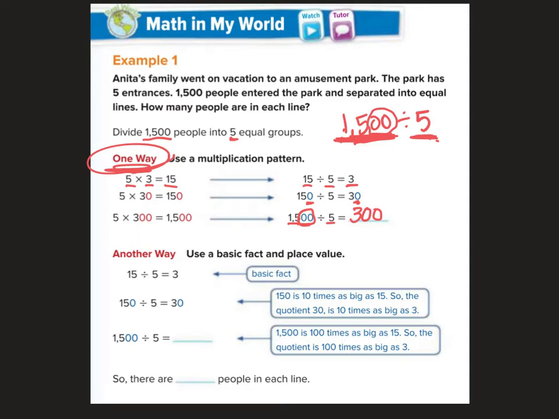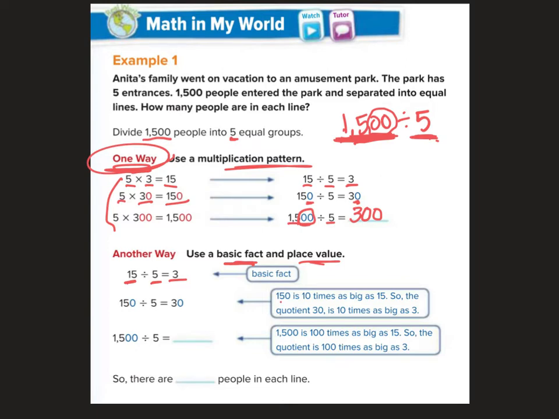Just like this, we did this. 5 times 30 is 150. 5 times 300 is 1,500. We practiced that, right? So now we're looking at, okay, what if I use it in division? And it is such a nice tool to have. So anyways, that's one way, using multiplication patterns as division patterns. Another way is we could use a basic fact and place value. So we have our basic fact of 15 divided by 5 is 3. We just took the numbers that weren't 0 and we divided them.